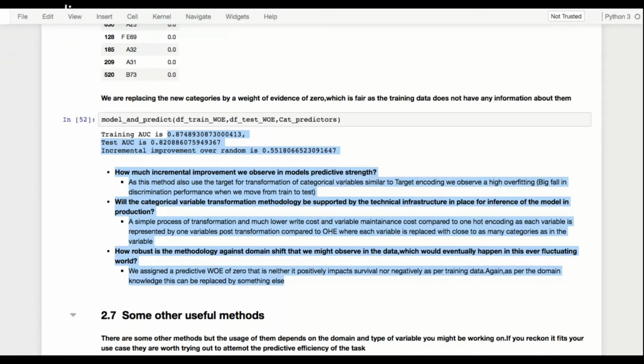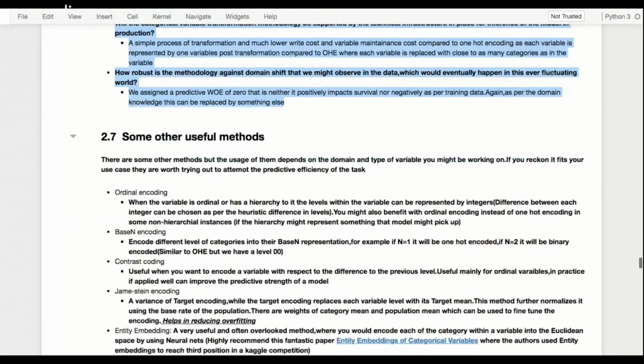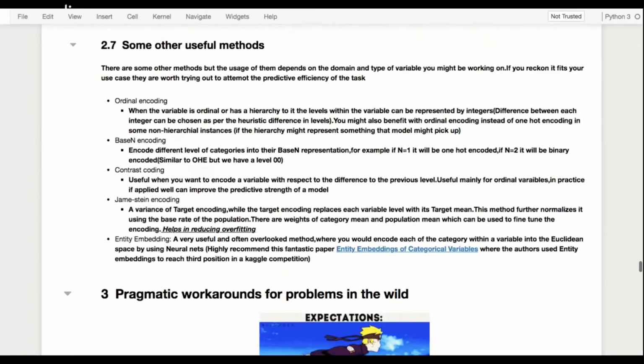In terms of domain shift, what the category encoder library does by default is give a category which was in the test data set but was not in the training data set a default weight of evidence of 0, which essentially says that we don't know about it. Again, that's a default. Depending upon your observation, you might want to change or edit it. Now, there are some other really useful methods that I want to bring to your attention.